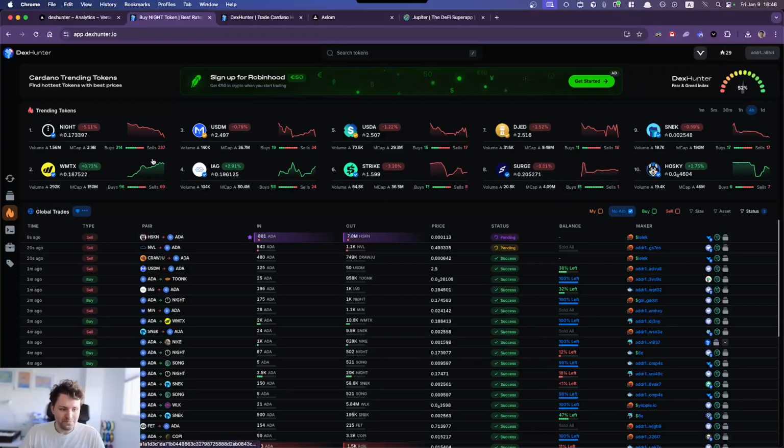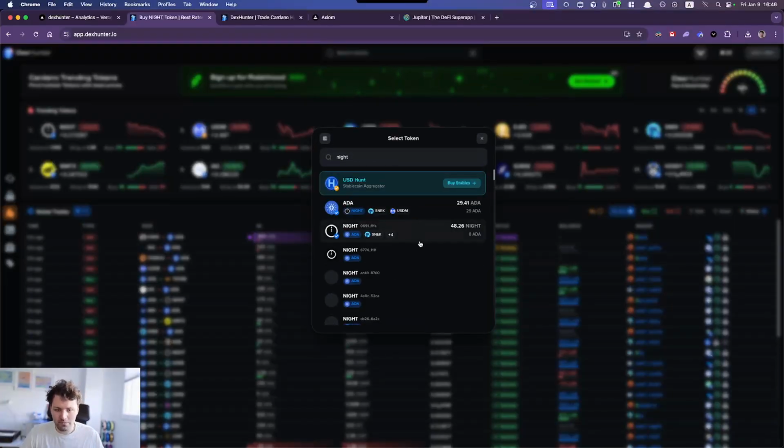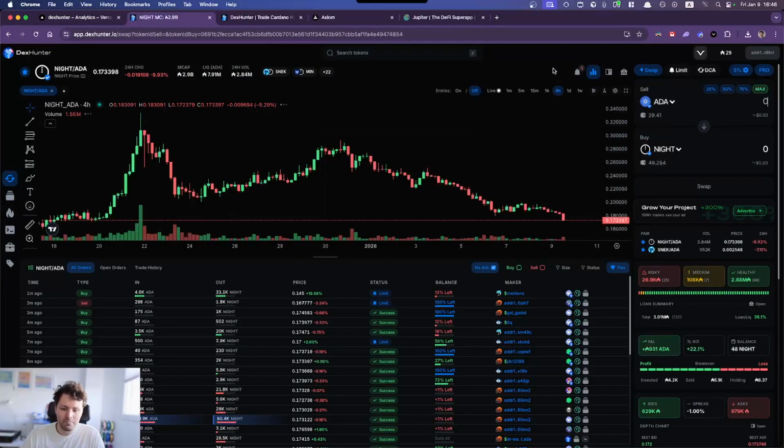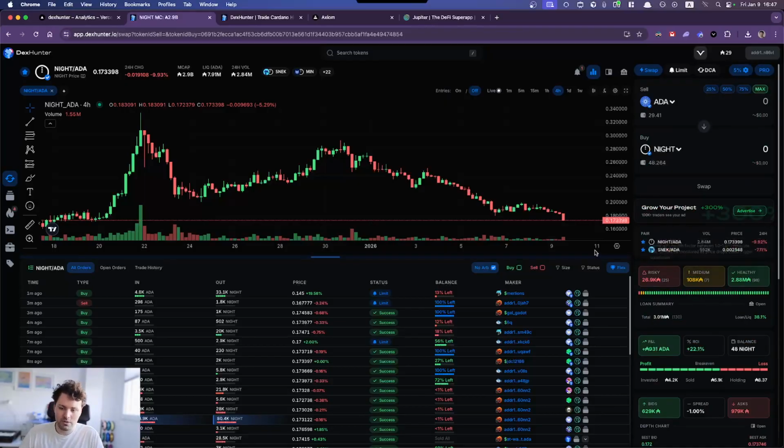So when you open DEX Hunter, you're going to be presented with this little trending view. And currently, usually Night is the top traded token, so I'm going to focus on it. You can see Night here. You can go through the search, and let's do just that. And when you open Night, you get the classic view of the chart, some stats, the trading view, and all the other features that I'm going to go over just now.